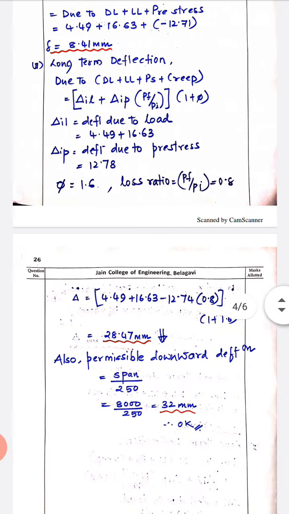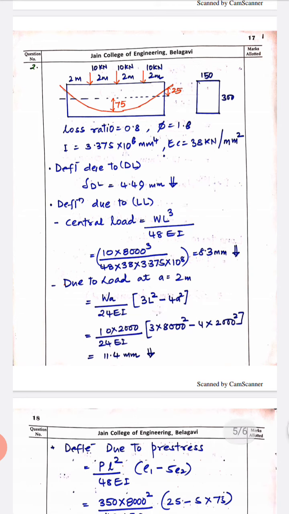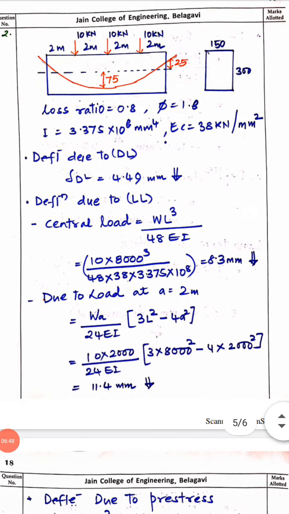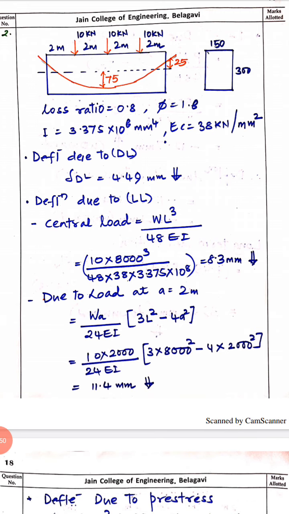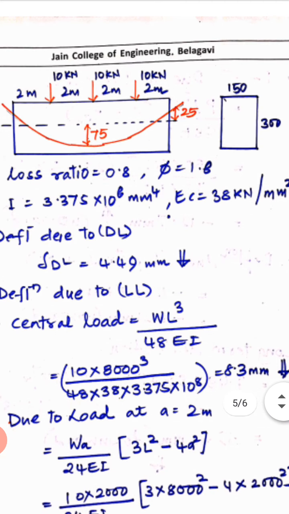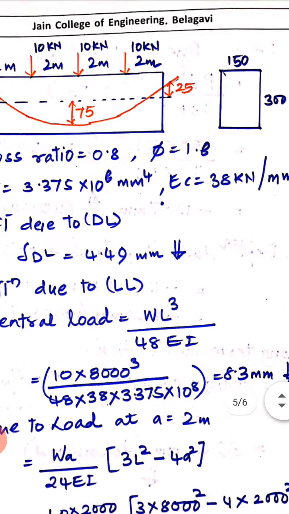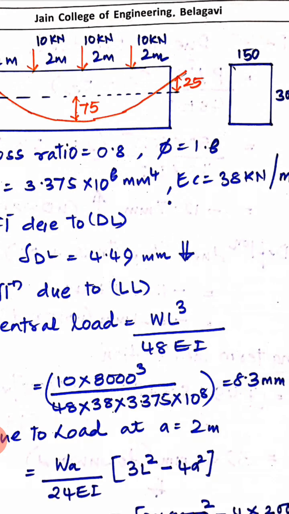Okay, so this is a small problem where you have to find out the short term deflection and long term deflection. Now we will take up one more small problem. So all the data remains the same in this problem as the previous problem. Only the load is changed here. So you can see there are 3 concentrated loads, 10 kilonewton, 10 kilonewton, 10 kilonewton at a distance of 2 meter. Eccentricity remains the same. The only change is phi, that is the creep coefficient, which is given as 1.8.